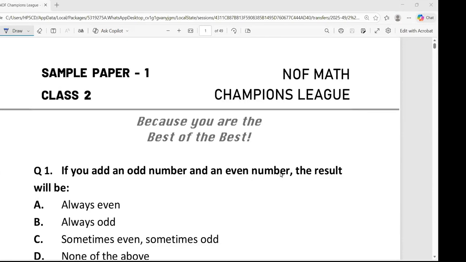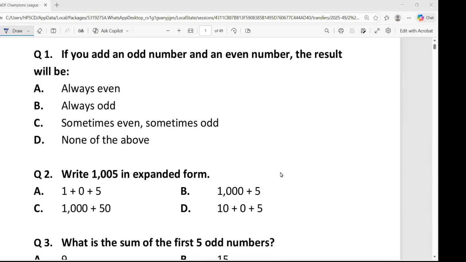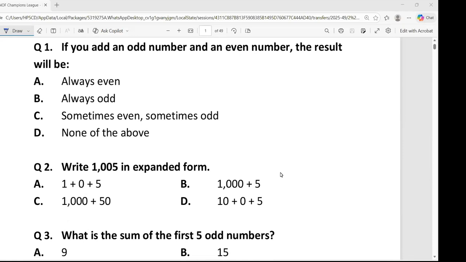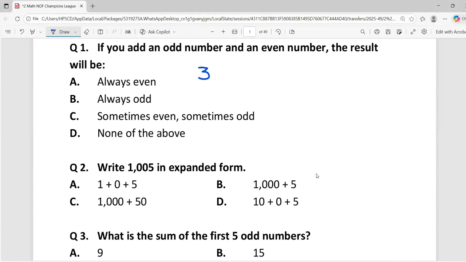So let's begin. Our first question is, if you add an odd number and an even number, the result will be? So if we take an odd number, for example 3, and an even number, for example 4, our answer will be 7. That means an odd number added to an even number always gives an odd number. So option B is correct for question number 1.